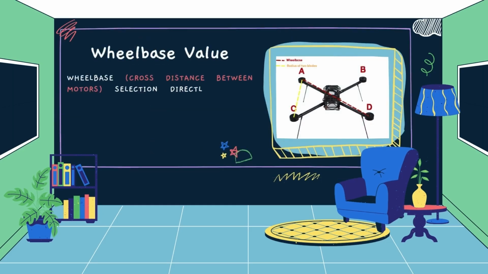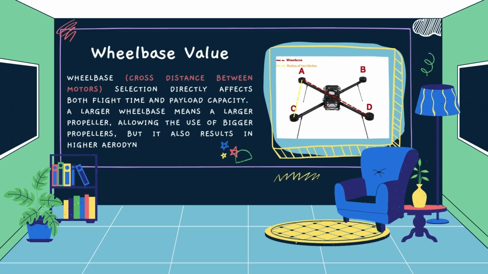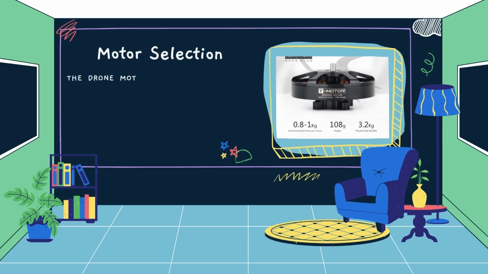The drone's wheelbase, that is, the distance between two diagonal motors, is determined by the type of frame of the drone. If we are designing a square-type quadcopter, the wheelbase is the square root of 2 times the distance between two side-by-side motors. The distance between two side-by-side motors is determined by the propeller diameter. As the wheelbase increases, more useful load capacity is provided. However, this also increases aerodynamic drag and reduces agility.